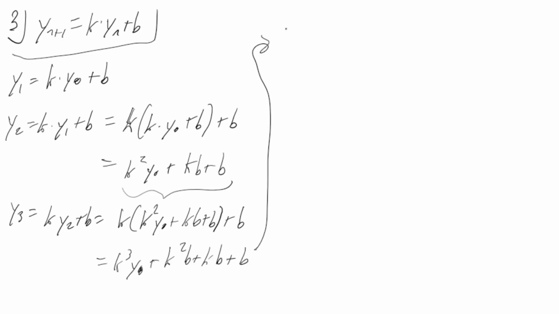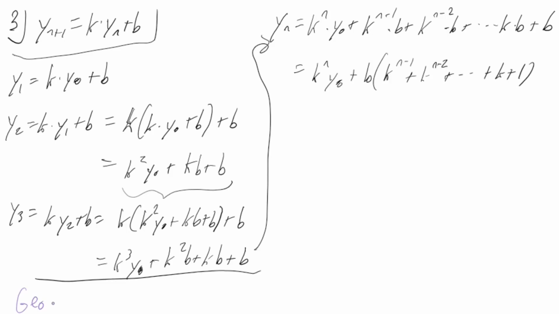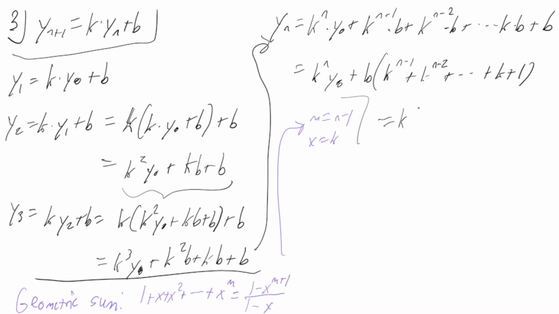But we have a general pattern where y sub n is equal to k to the n times the initial value plus, and then it's a decreasing power of k times b each time. And so we could simplify this by factoring out a b and then using a formula for the geometric sum, so that we get y sub n is equal to k to the n times y naught plus b times k to the n minus 1 over k minus 1. So this is a nice closed form formula for y sub n.